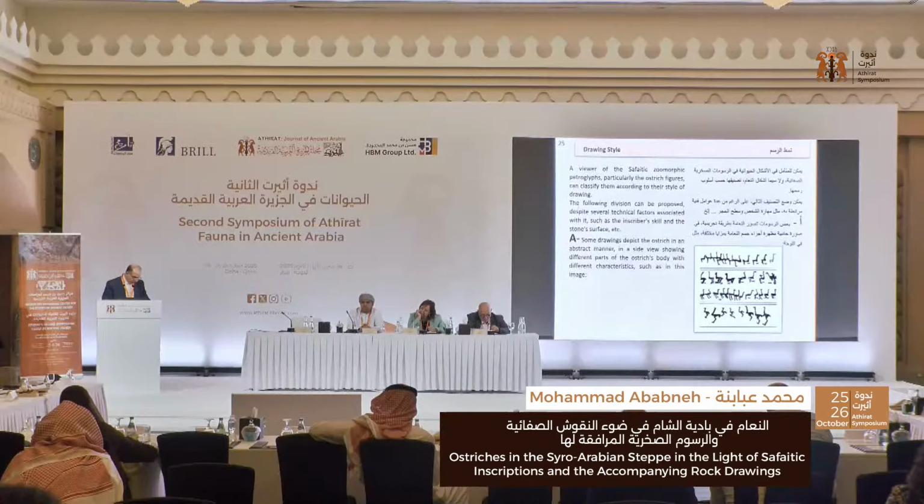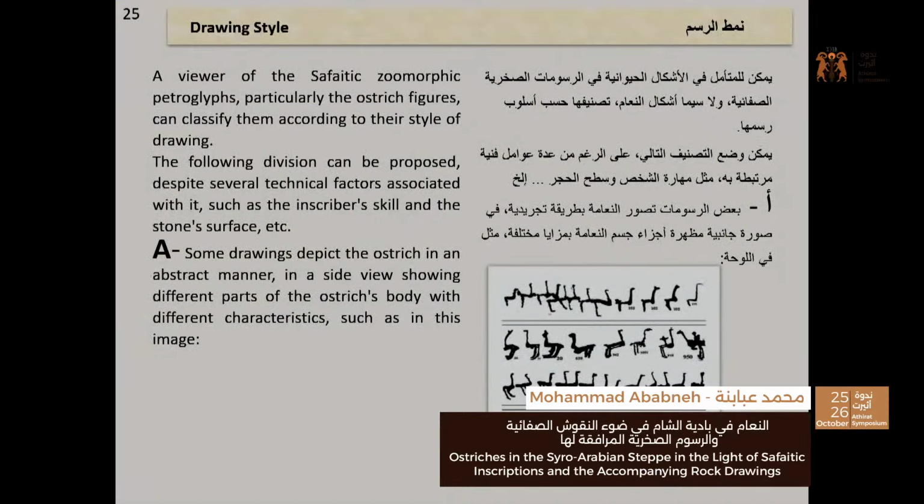They weren't professional artists trained in anatomical ratios and making scientific illustrations. Some drawings are not exact, but they show the general form. Drawing styles: a viewer of the Safaitic zoomorphic petroglyphs, particularly the ostrich figures, can classify them according to their style of drawing. The following division can be proposed despite several technical factors associated with it, such as the inscriber's skills and the stone's surface.